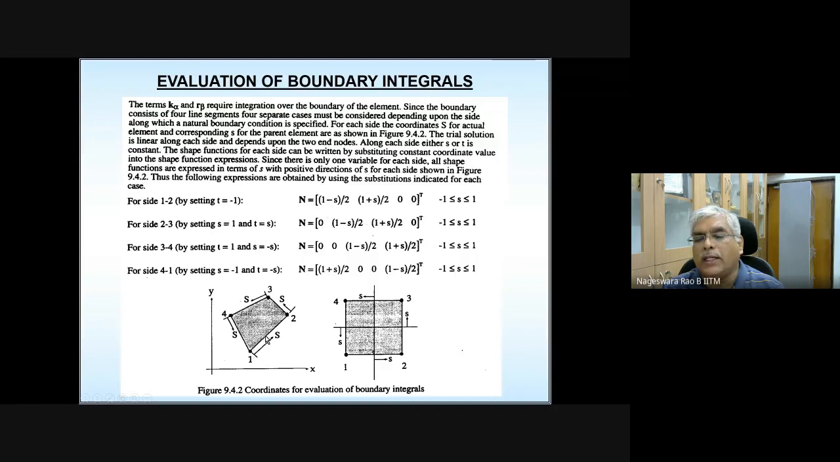And when you are evaluating the line integral along edge 1, 2, along the edge connecting nodes 1, 2, the shape functions of the other 2 nodes, 3 and 4, are going to be 0 along 1, 2. So if you write the shape function vector for all the nodes alongside 1, 2, you have N3, N4 going to be 0, and N1, N2 are going to be similar to a one-dimensional shape function. So that is what is written here.